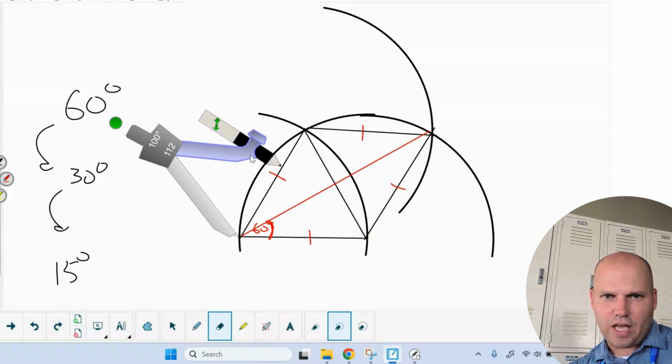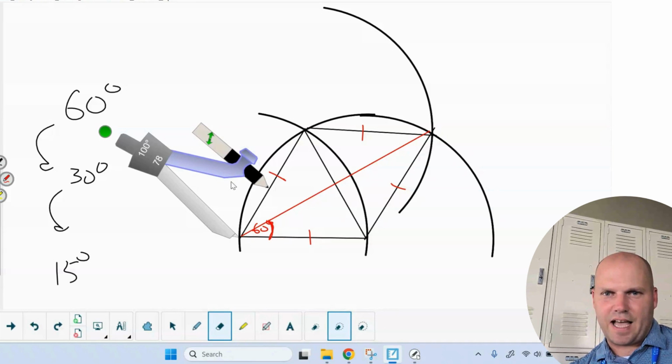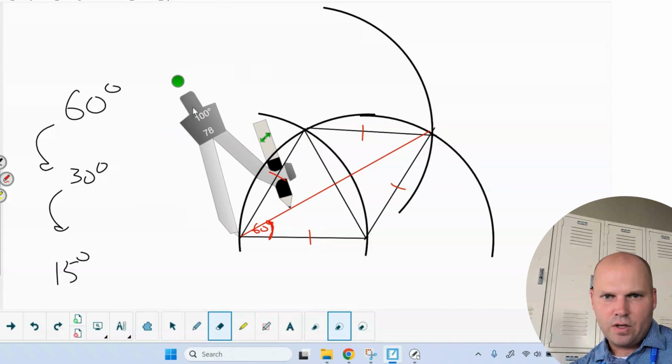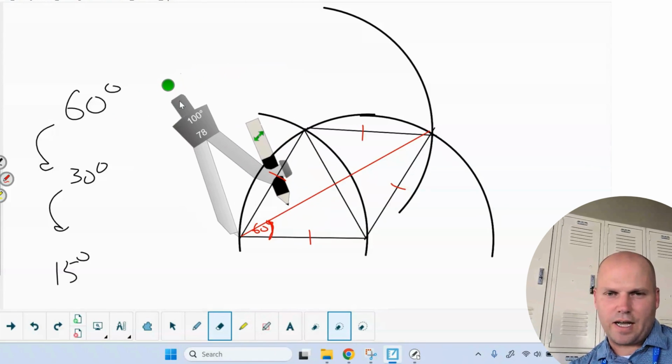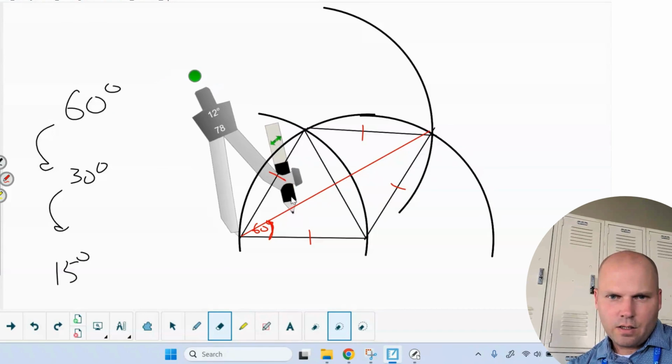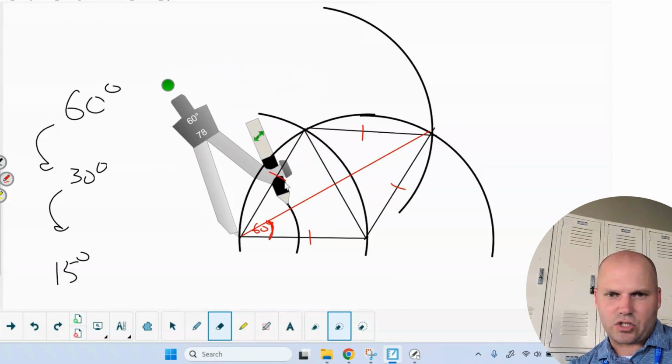I could use that, but now we have this line that needs to be bisected with that line. So like we have a new angle. I need to kind of start over, so I'm just going to pick a different radius. Boom, create a new isosceles triangle. This length is the same as this length.